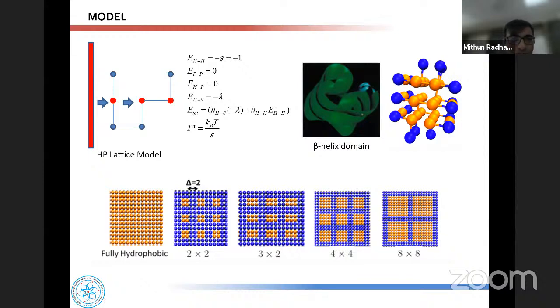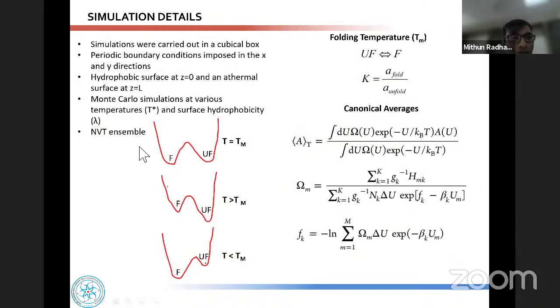So these are some of the simulation details. You carry out the simulation in a cubical box with periodic boundaries in X and Y, mimicking bulk, but in the Z direction you have a surface. At Z equals 0, the surface is hydrophobic, and at Z equals L, it is athermal, and your box is large enough.